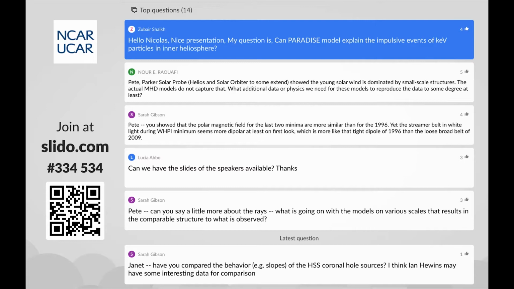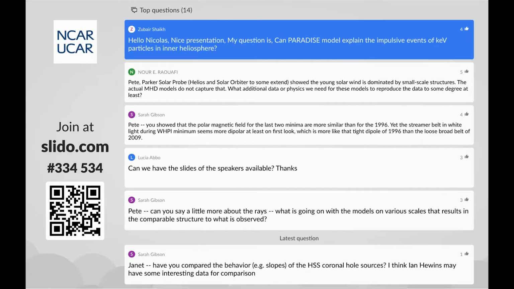I have actually several questions. The first one is, in Nicholas' model, especially the PARADISE model, these events explain the low energy particle acceleration event. So is the model able to explain the impulsive events like we observe in the heliosphere as well as at one viewpoint? And my second question is, what will happen for the high energy particles? Does this model fail to explain high energy particle modulation, or does it have some limitation?